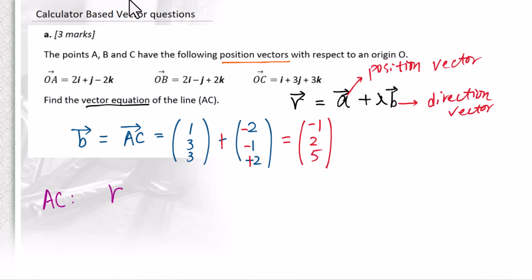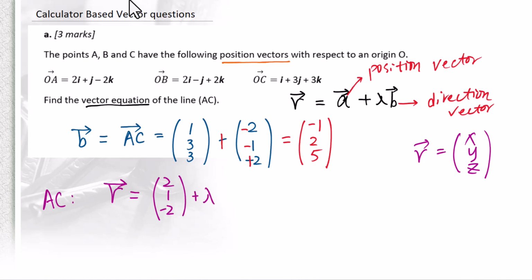So the vector equation of the line AC, vector R equals, this vector R equals (x, y, z), stands for all the position vectors on the line or on the plane. So the vector equation, vector R equals position vector, we can use either A or C. Let's use A: (2, 1, -2) plus lambda (-1, 2, 5).